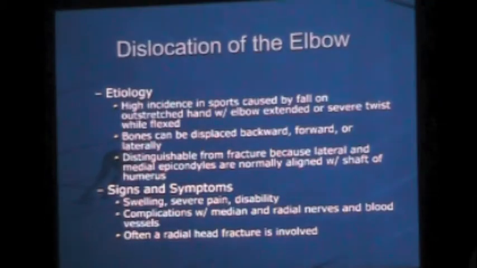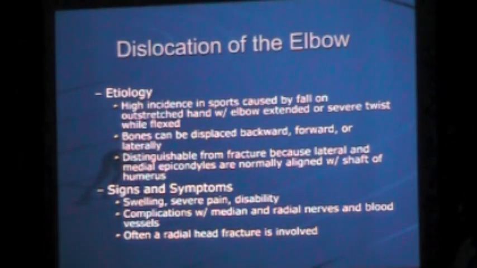So, dislocation of the elbow. This basically occurs with falls, traumatic injury, a fall on an outstretched extremity. Bones can be displaced backward, forward, or sideways. You can distinguish this from a fracture just on X-ray, because you look at your alignment. You see your radial head laterally, or your ulnohumeral joint medially, and they're not lining up appropriately on the lateral views, and you have a dislocation.